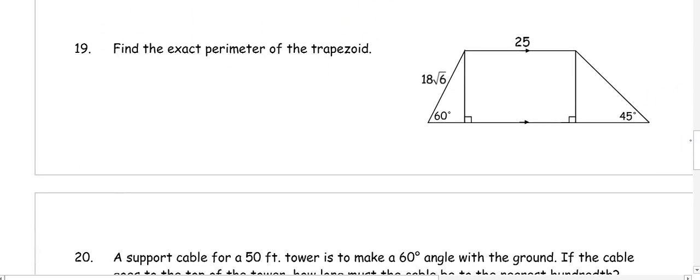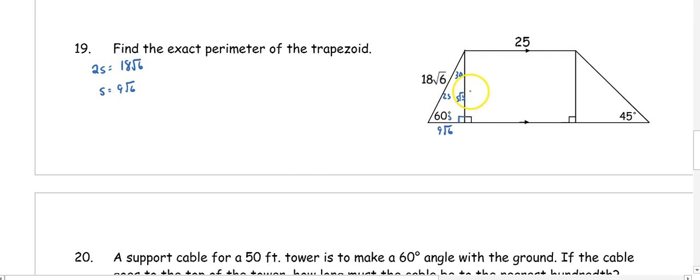19, find the exact perimeter of the trapezoid. So first we're going to start with this 30, 60, 90 triangle. And we know that we have the 2s side, s root 3. So if 2s is the 18 root 6 side, we have to divide by 2. So s is 9 root 6. So the side is 9 root 6.